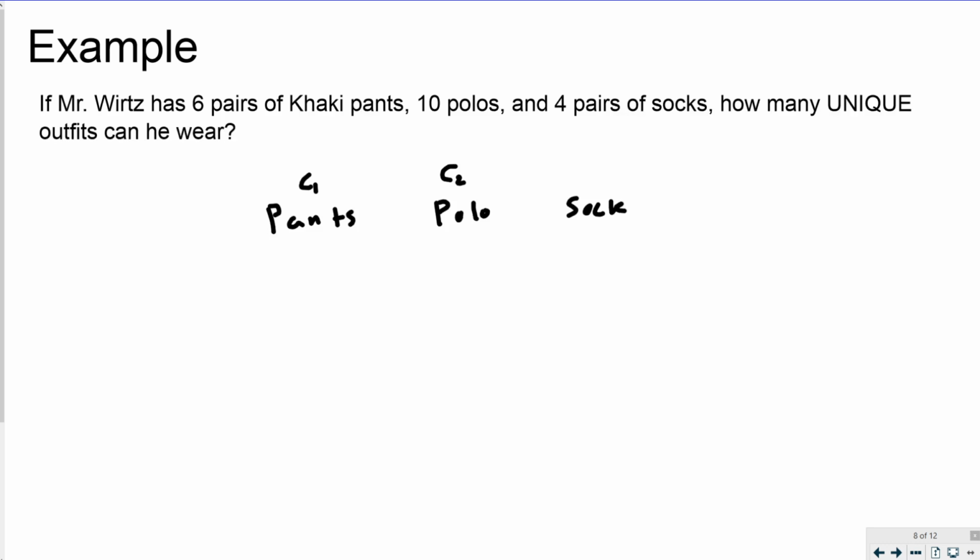Just for the record, guys, I definitely have more pairs of socks, polos, and khaki pants than that. Okay, so there are 6 pairs of pants. I have 10 different polos, more than that, and then 4 pairs of socks that I can wear. So in this particular case, I need to multiply all my choice amounts together. So it's going to be 6 times 10 times 4, or 60 times 4, or 240 outfits. So there are 240 different outfits that I can wear with that amount of clothes.